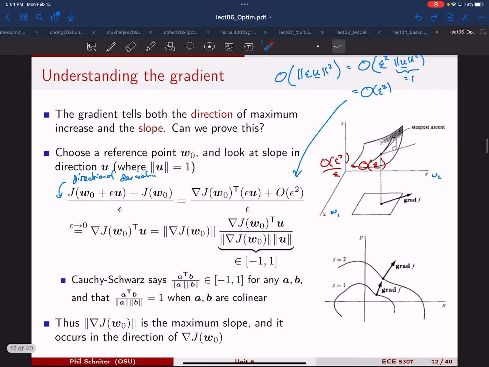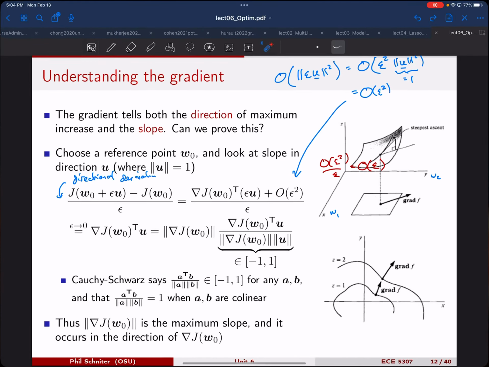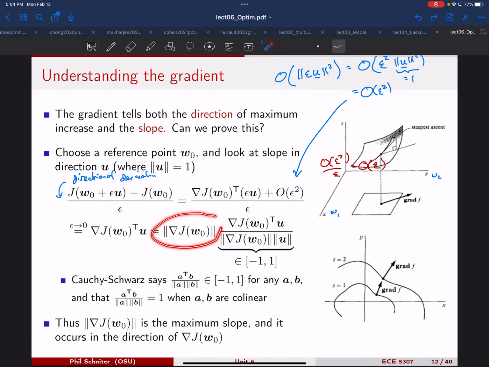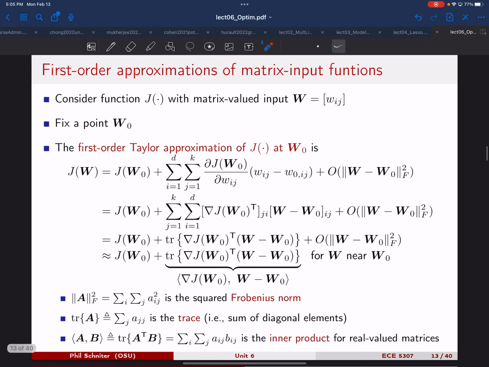Moreover, when we move in that direction, the actual slope is exactly the size of the gradient. So the norm of the gradient vector tells us the maximum slope, and the direction to move for that maximum slope is the gradient itself. That's what we learned from this little analysis, which used our big O analysis of our linear approximation. Okay, is that making sense? So we're pretty close to the end.